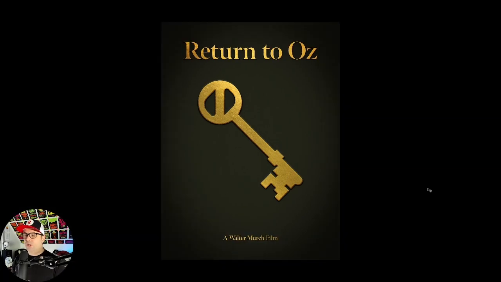All right, so here's our Return to Oz gold key poster. This is a great example of something that you can trace with the pen tool in Illustrator and then apply some really cool effects in Photoshop. I hope you liked the poster, and I hope you learned something in either program today. That was a fun little project.